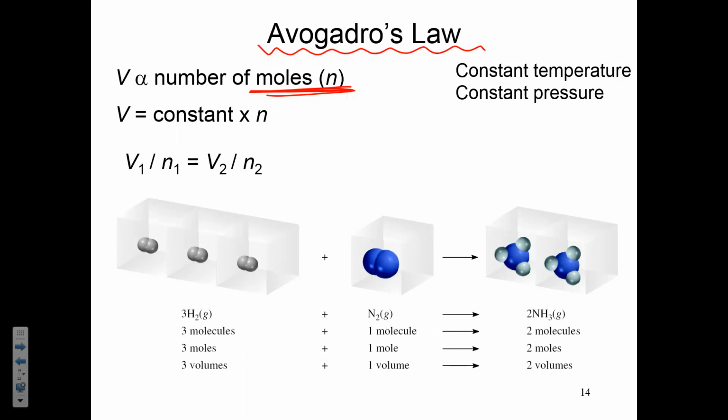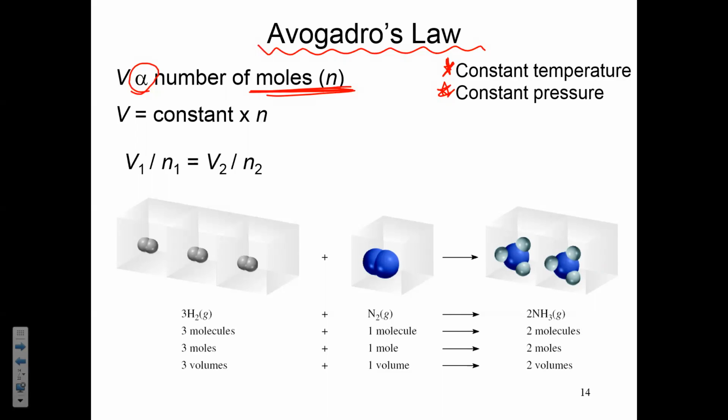So with Avogadro's law, we assume two things. We assume that our temperature is constant, and we also assume pressure is constant. So we're not changing those two things. What we are changing is our volume and how many moles we have. You will see that this one here is proportionate. So as my volume increases, the number of atoms I have increases, which makes sense.